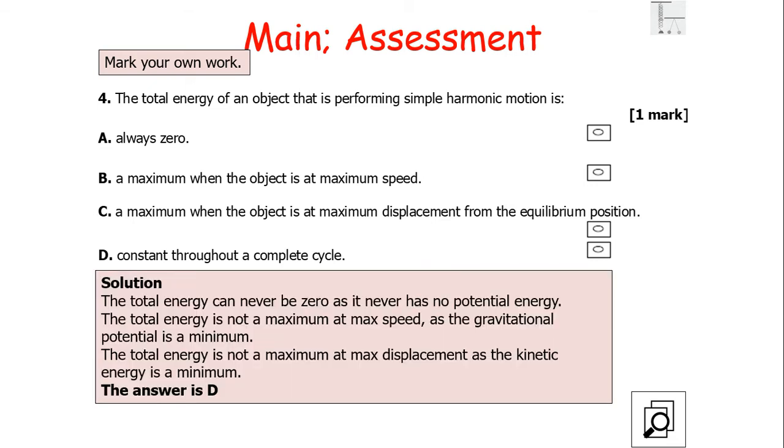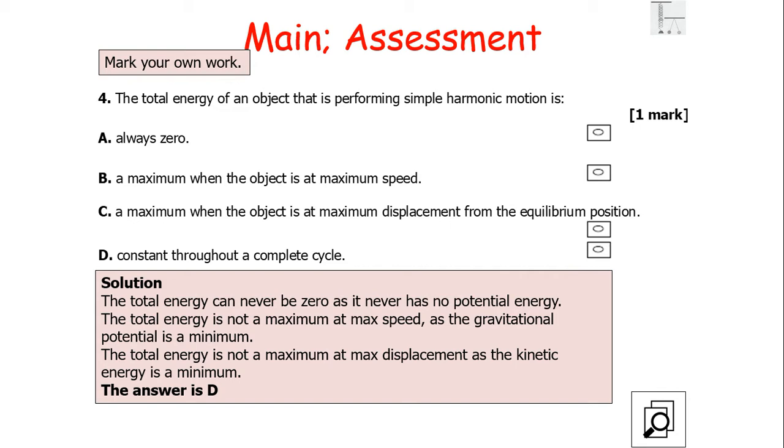Well, it's always going to be constant through a complete cycle, because there's two energy stores: the potential energy store and the kinetic energy store, and we assume that in simple harmonic motion, whilst the energy can flow between the two stores, the overall total has to be the same. Now, just to clarify, the total energy can never be 0, as there's never no potential energy store. There's always some potential energy.